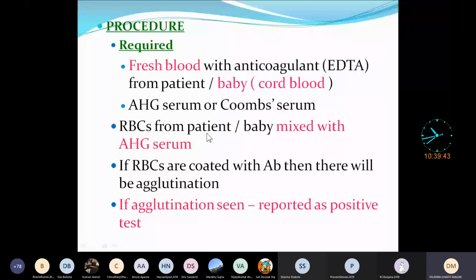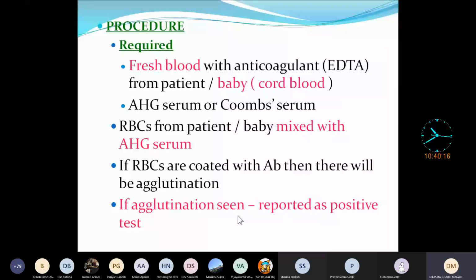Now if the RBCs in the sample we have taken are coated with the antibody, then this anti-human globulin will make the aggregation of the RBCs. I'll show you the picture, with that maybe you'll understand more. Then we will see the agglutination or the clumping of the RBCs. So we can report it as the positive test, or direct Coombs test positive.